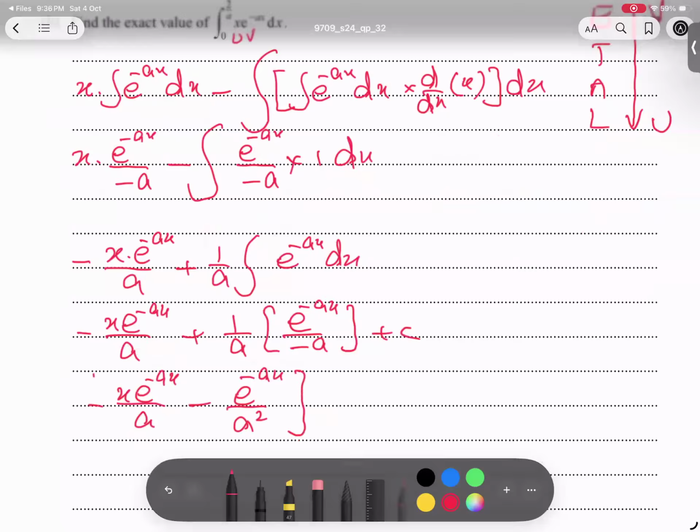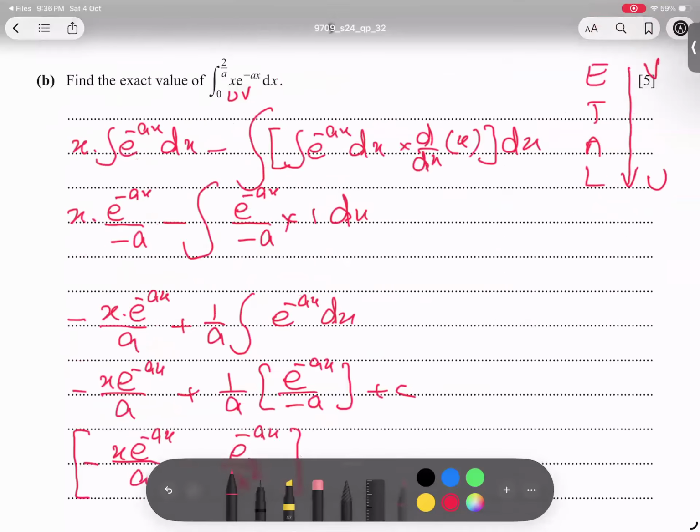Now I put the limits, and the limits are what? 0 and 2 by a. 0 and 2 by a. Okay, a lot of problem, this sign can disturb us. I can keep it inside, no problem, but better to keep it outside. This makes the question easier. Second, this power is negative. I can bring it in the denominator, which makes the question easy.